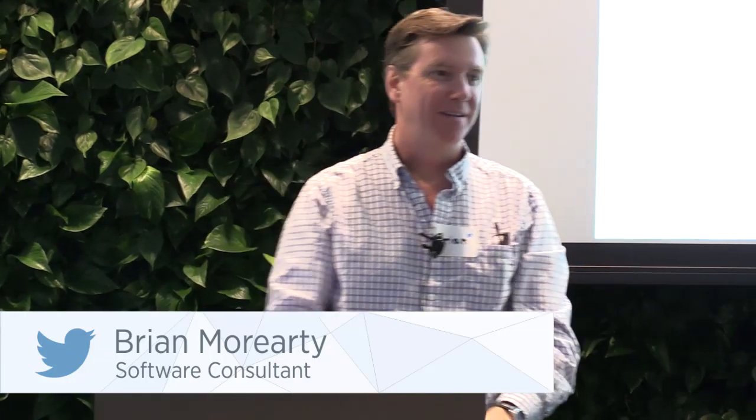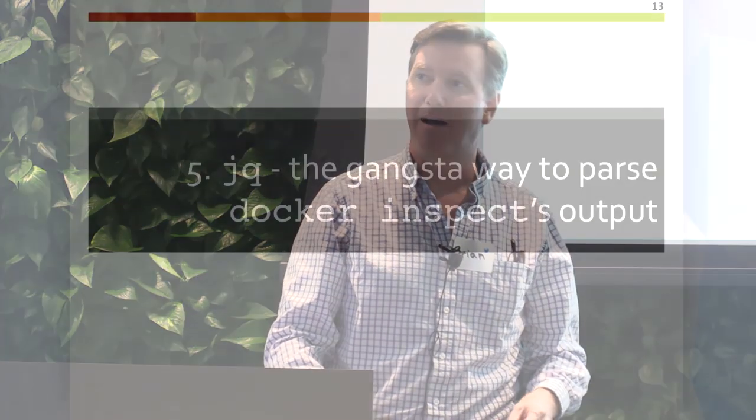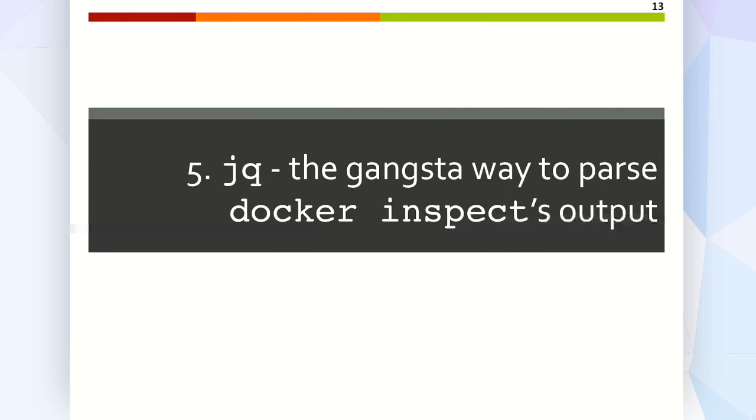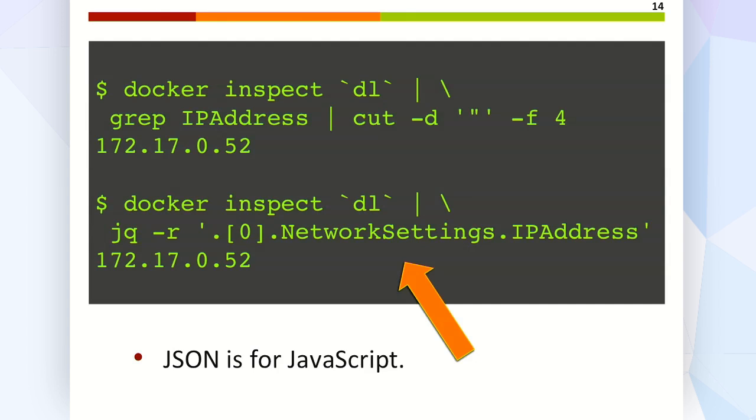All right, so jq is the gangsta way to parse docker inspect's output. So back to JSON. If you are doing docker inspect, and then you're doing stuff like this, docker inspect, grep IP address, cut -d, -f4, blah, blah, blah. I don't know. I mean, to me, that's hard to understand. Yes, you can just put it in an alias, but sometimes you're just doing stuff on the fly.